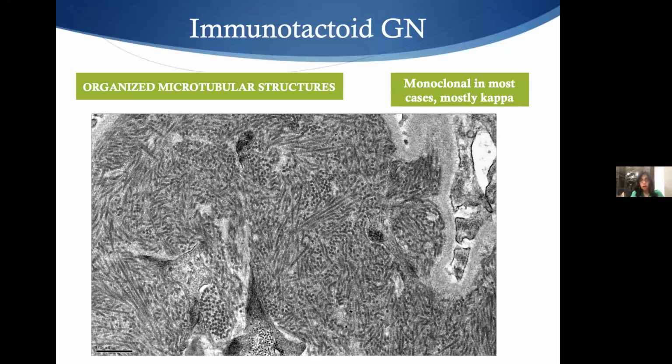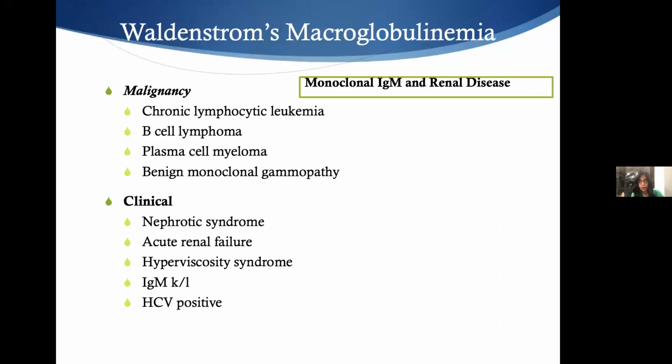Next is Waldenstrom macroglobulinemia, hyperviscosity IgM disease, monoclonal IgM and renal disease. All that we've been discussing before were the kappa and lambda chains, usually originating from an IgG. Now this is a pure IgM disease, and all of this list is going to cause Waldenstrom macroglobulinemia: CLL, any type of B-cell lymphoma, not only lymphoplasmacytic. Multiple myeloma can also cause Waldenstrom macroglobulinemia, and a benign monoclonal gammopathy, so with no underlying malignancy.